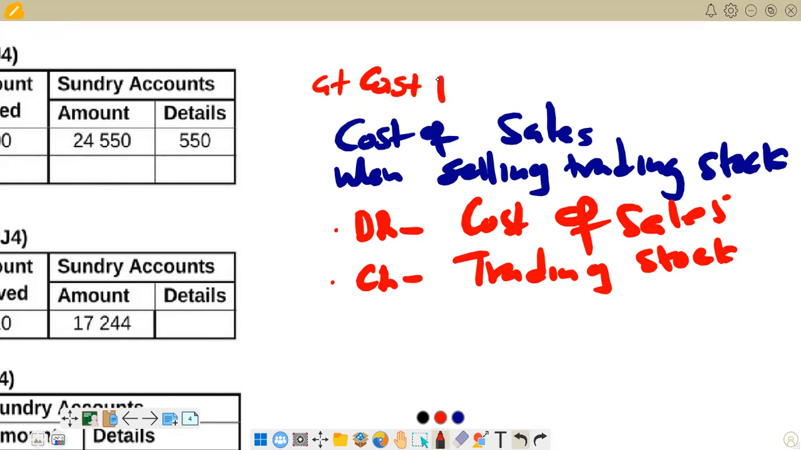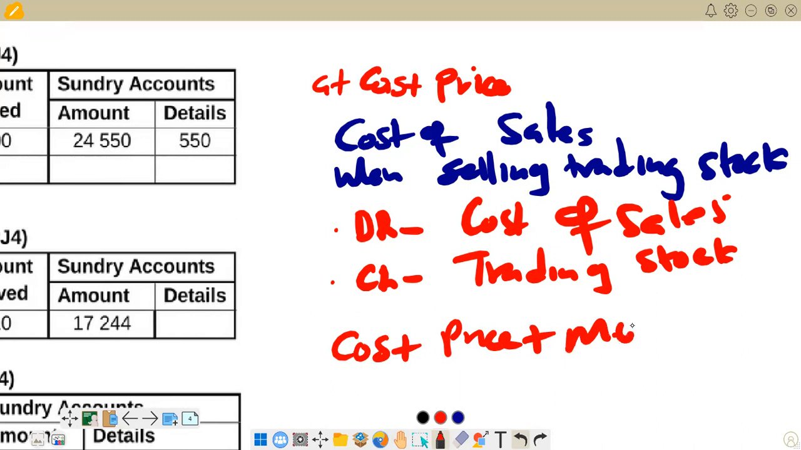Remember, we've got the selling price amount, and then we've got the cost price amount. Remember, to find the selling price, we say cost price plus markup, then we get your selling price. So this is what we have. For cost of sales, we'll be concentrating only on the cost price. Then when you are recording in the debtors control now, you'll be using the selling price.